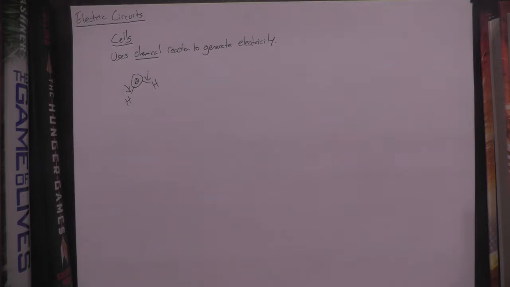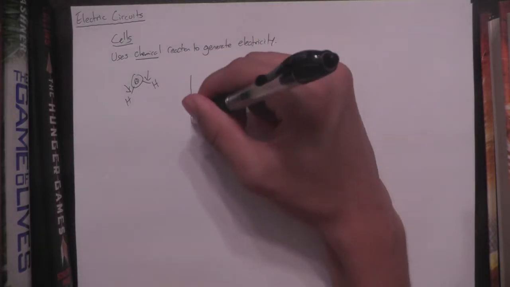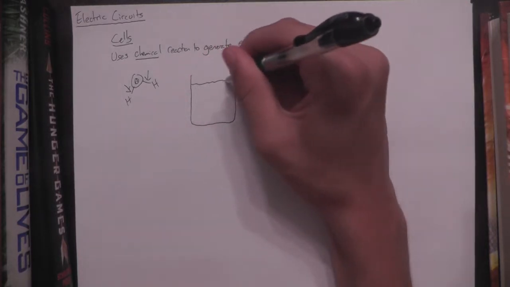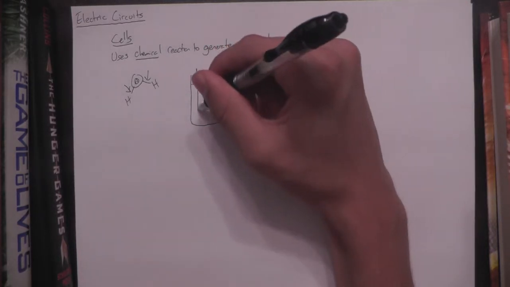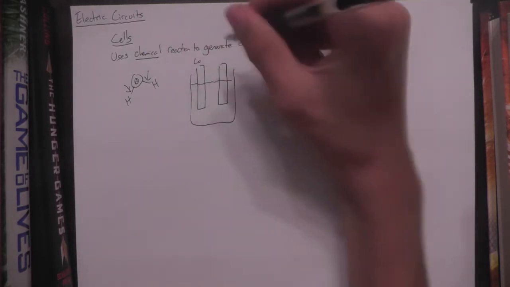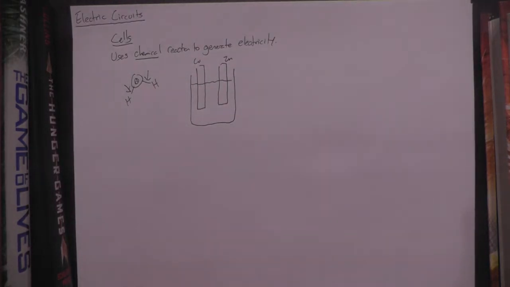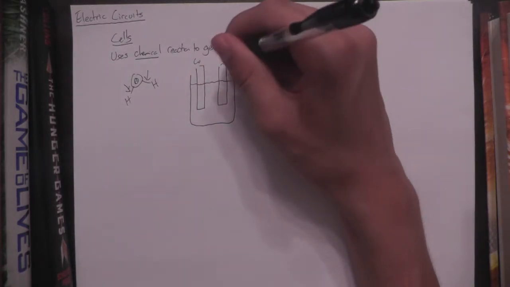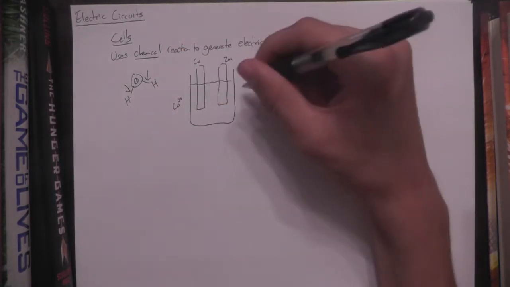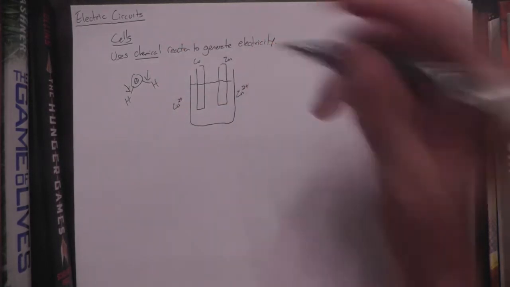Now, the simple cell is just a solution of acid with two metal bars dunked in it, one made of copper and one made of zinc. Now, what happens is that both the copper and the zinc start to dissolve in the acid. Copper starts to dissolve into copper 2+, zinc starts to dissolve into zinc 2+ ions.